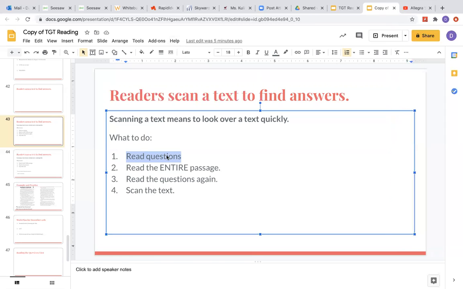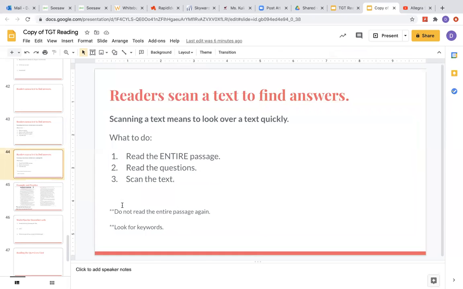So we're going to read the questions, read the entire passage, the whole thing. We're going to read the questions again, and then we're just going to scan the text. Scanning the text means you're not reading the whole thing again. You're just quickly going through, maybe looking at key words that are in the question and looking for them in the text. You're like, oh, that's a matching word. Maybe this is the answer.